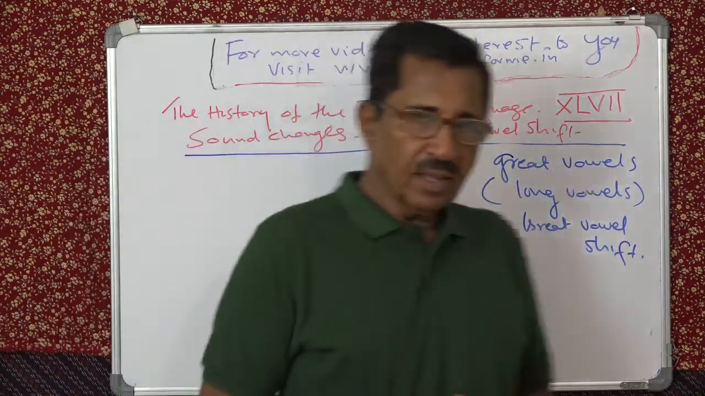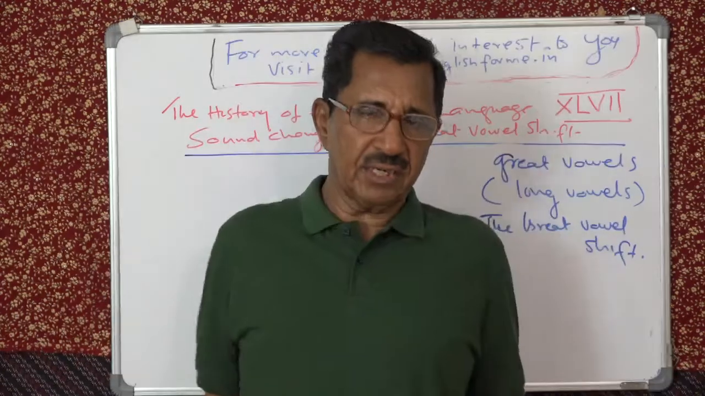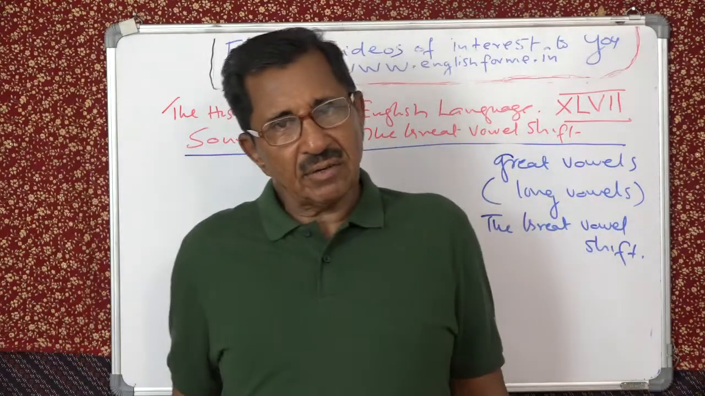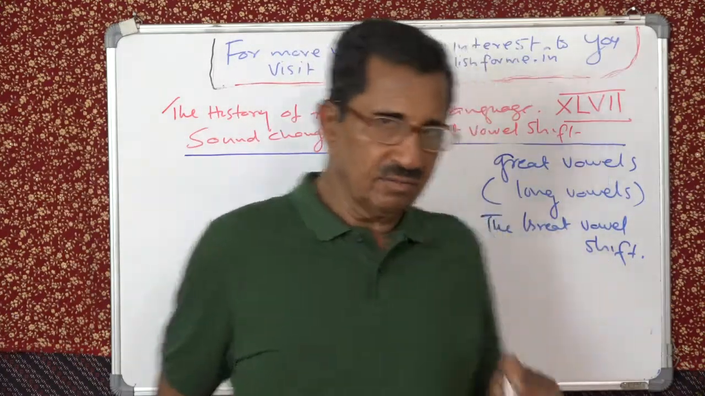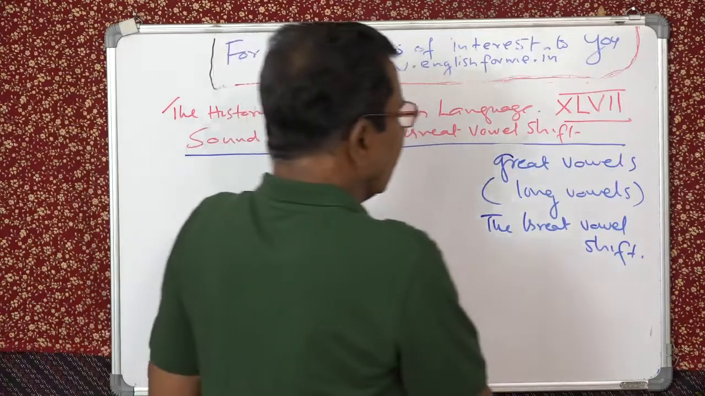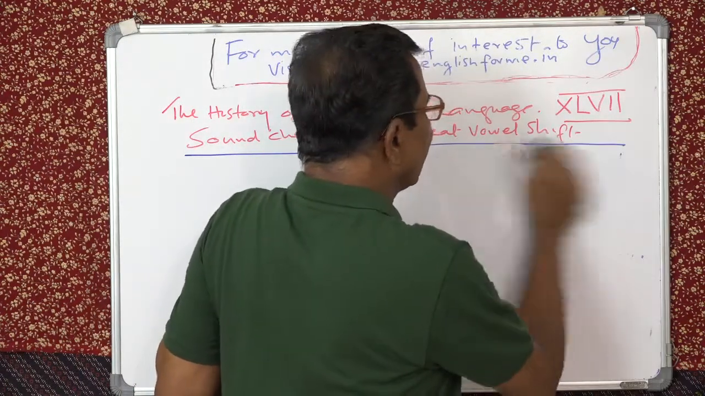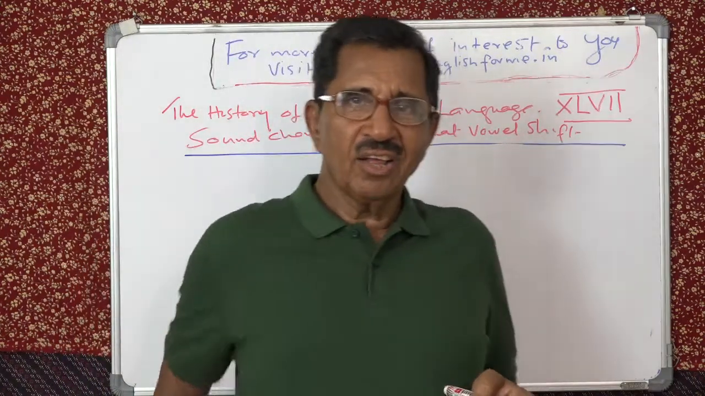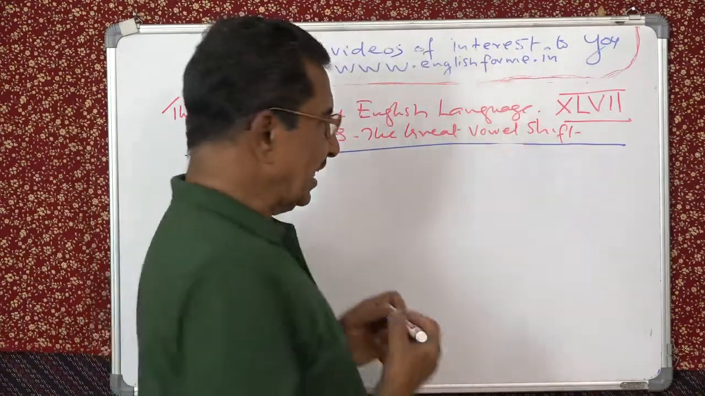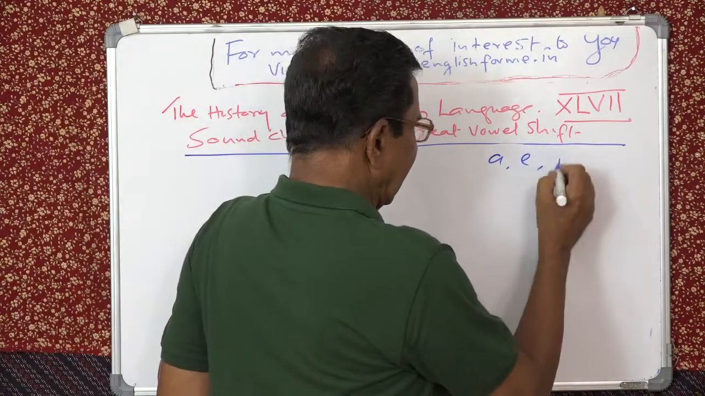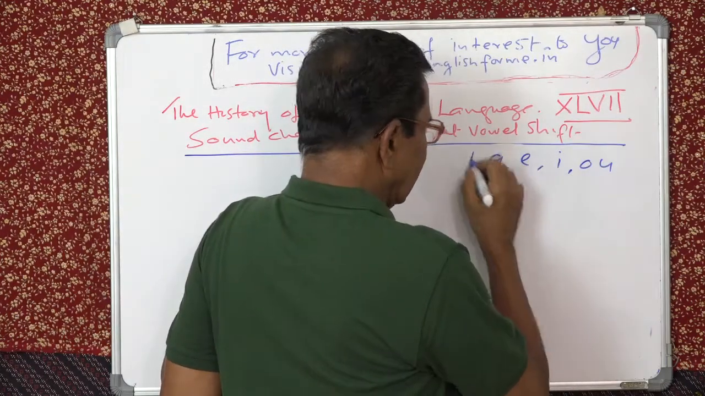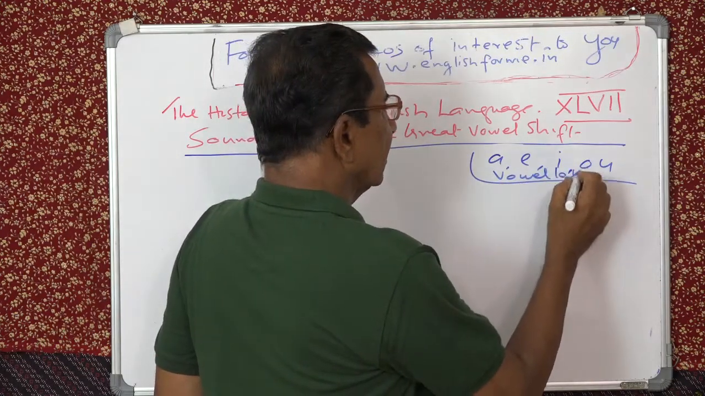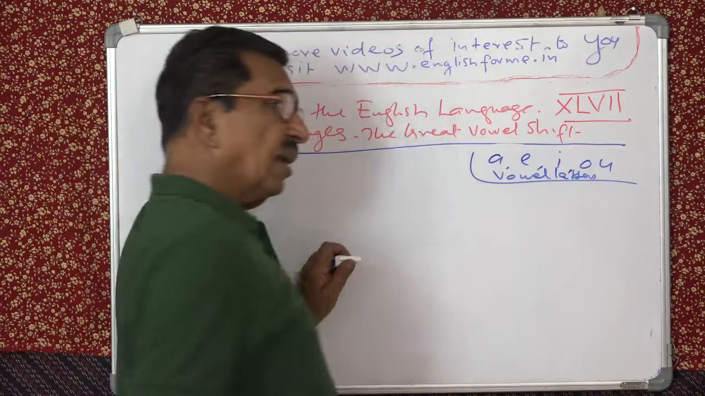Grimm's law is the first consonant shift. Shift means change. So in Middle English there were 7 long vowels, or we can say 7 long vowel letters. How many vowel letters are there in Modern English? 5: A, E, I, O, U. These are vowel letters, not vowels. Vowels we have 20.